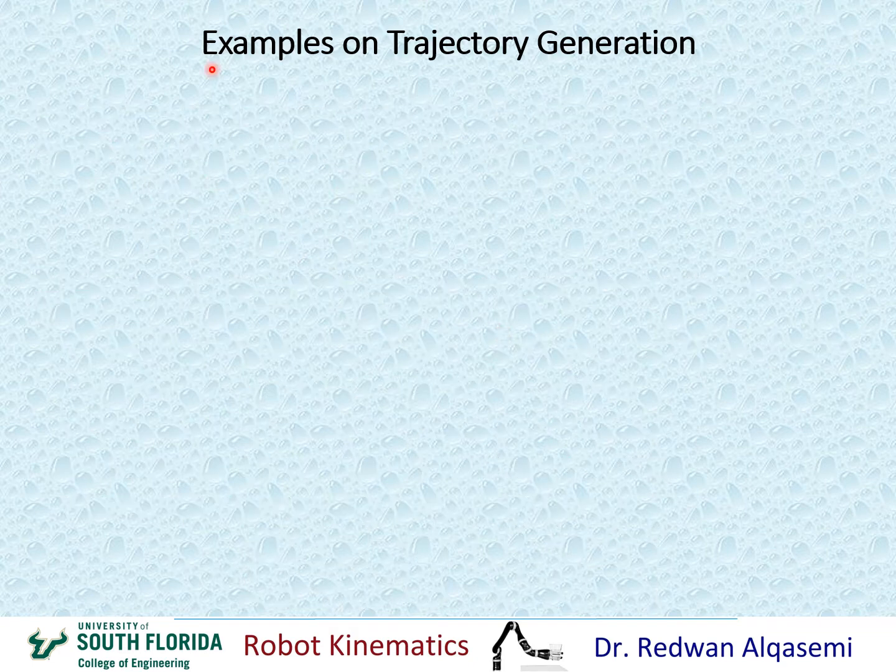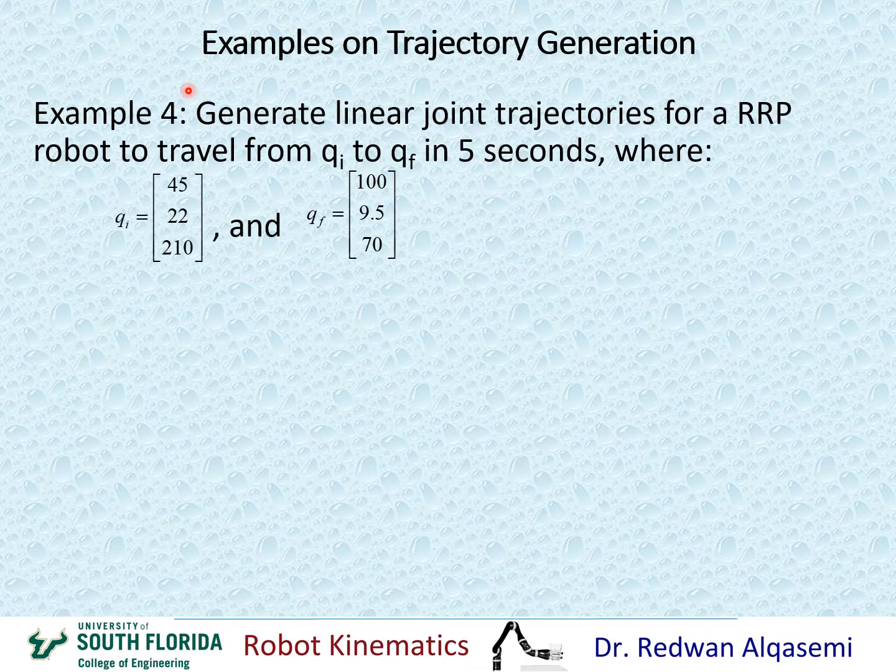Let's take another example on joint trajectories in the joint domain. Example 4, generate linear joint trajectories for a RRP robot to travel from Q initial to Q final in 5 seconds, where Q initial is given here and Q final is given right here. Now, if you look here, we are given the total time in 5 seconds as opposed to number of steps. That means we need to find trajectory equations instead of trajectory via points.